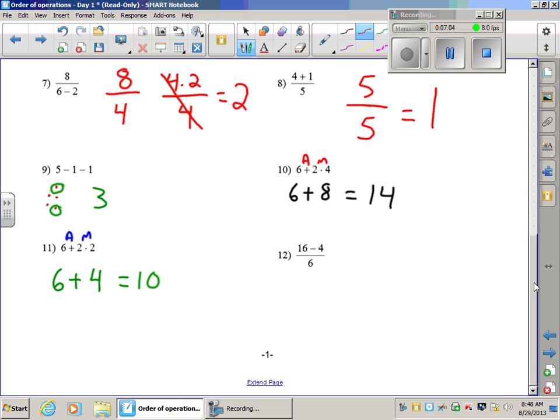Number 12, the top is an understood quantity, so it's like parentheses, even though you don't see it. It's very high priority. So that's what we've got to do first. 16 minus 4, that's 12, divided by 6. Well, maybe you know what 12 divided by 6 is, and maybe you don't. But you should know that 2 times 6 is 12, divided by 6. The 6's cancel, and you just get 2 that's left.